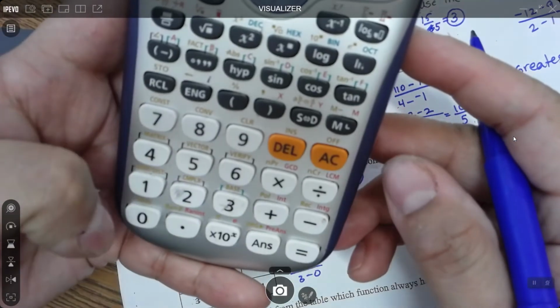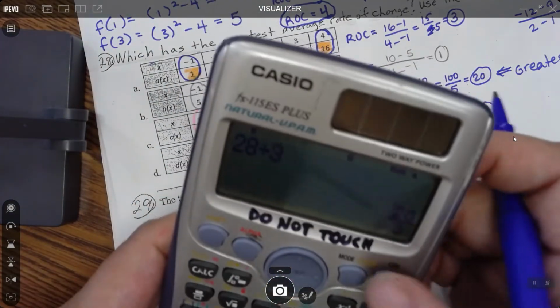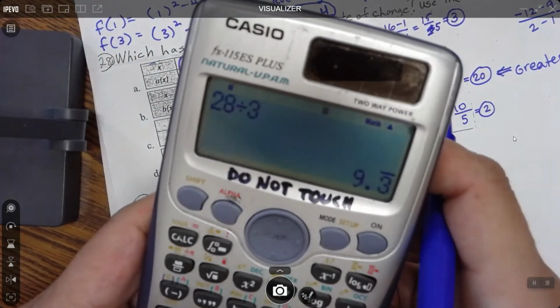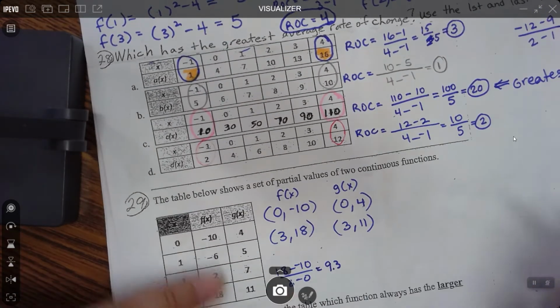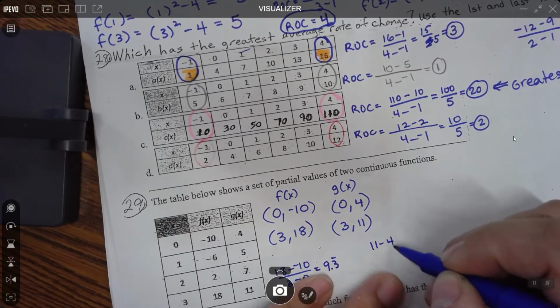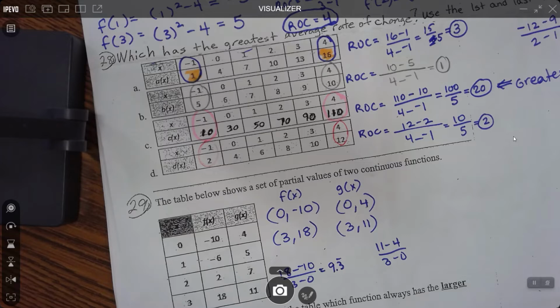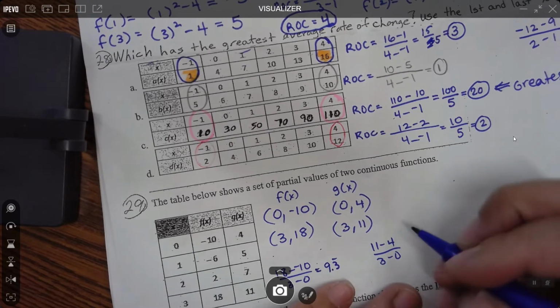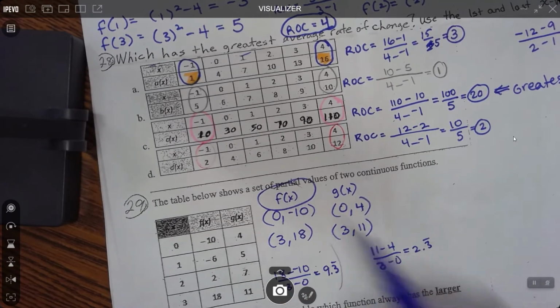So here we go. 28 divided by 3 is 9.3. All right, so now for this rate of change, it's going to be 11 minus 4 over 3 minus 0. 11 minus 4 is what, 7? It is, and divided by 3 is just 7 over 3. Turn into decimal is 2.3. All right, so then I guess this one it is f of x.